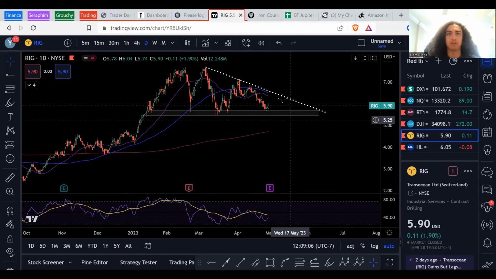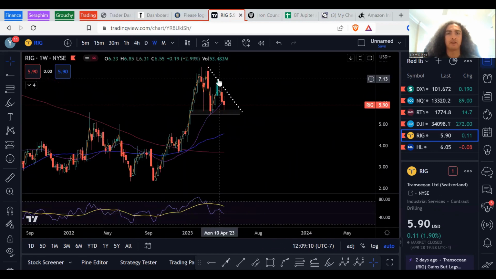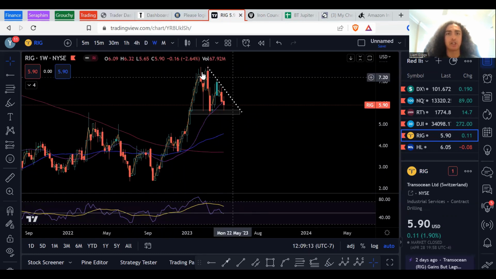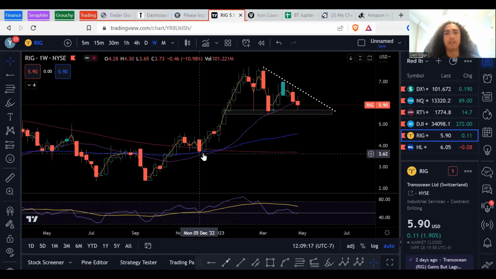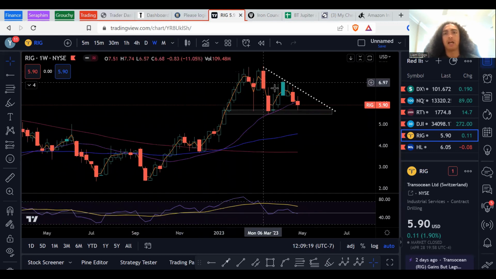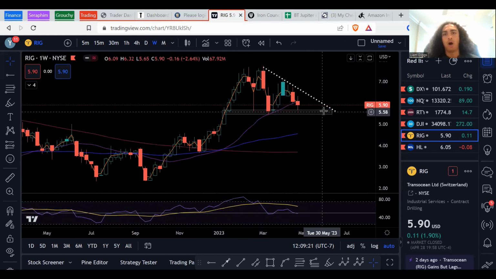I already have some lines drawn out here. You can see, and we'll zoom out to the weekly time frame, that we have a very nice bull flag pattern forming here. Really strong move up, kind of downwards consolidation, wicking and being supported by this support line right here.